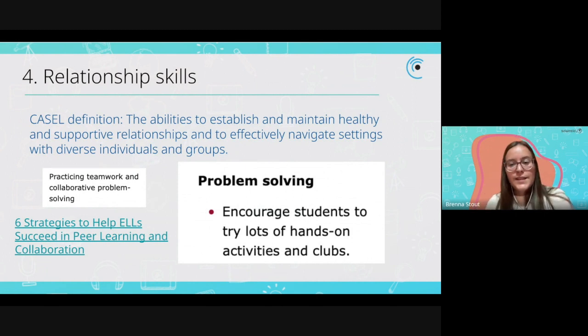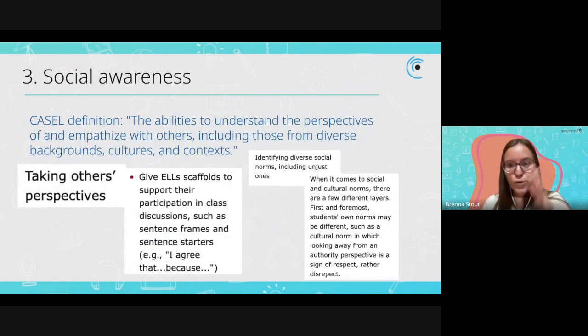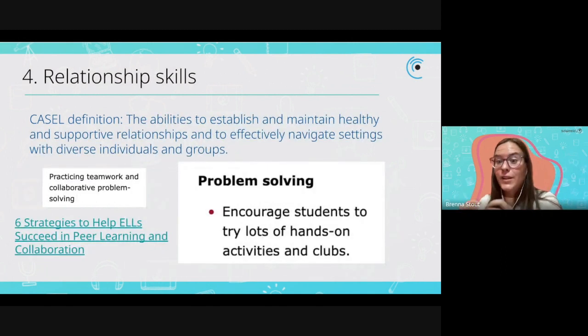Relationship skills is our next pillar. So after students are able to become aware of themselves, manage themselves, understand the social awareness around, now we want to help them start building those relationships. So the definition says ability to establish and maintain healthy and supportive relationships to effectively manage settings with diverse individuals and groups. So just like we listened to in the story, it's really showing them how to be a good friend. How do I show up for myself? How do I show up for those around me?